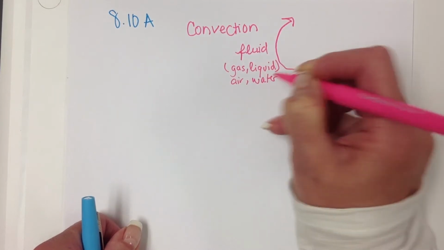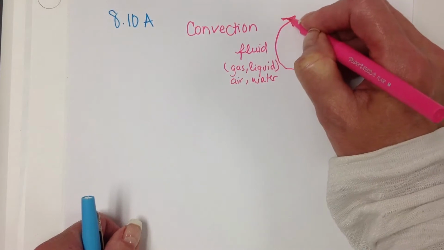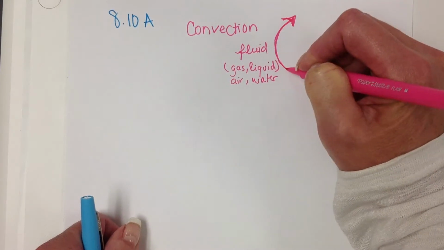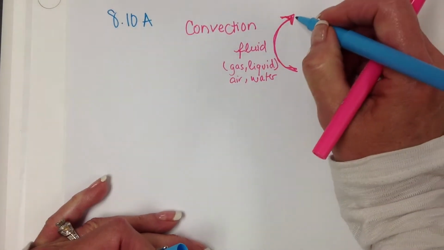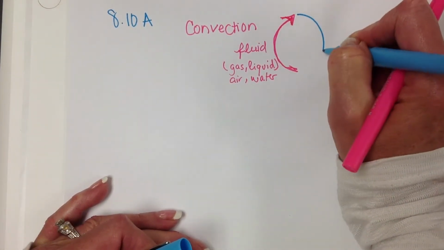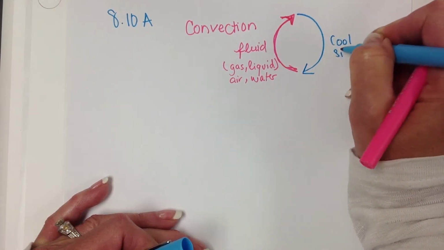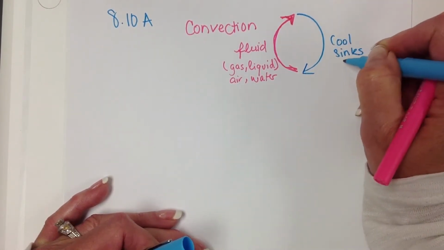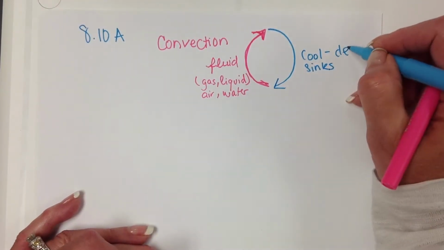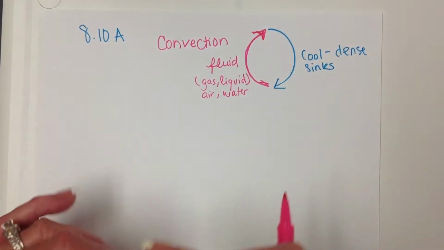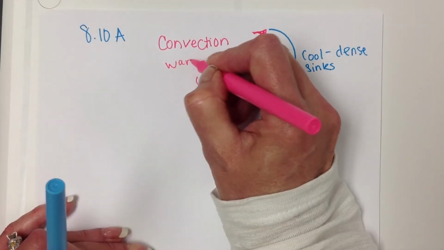Okay, so when gases or liquids are heated or warm, the warmer molecules rise, and when they rise to the top of whatever they're in, they cool and then they sink again. So cool sinks. Meaning cool is more dense, right? And warm is less dense. That's why it rises.